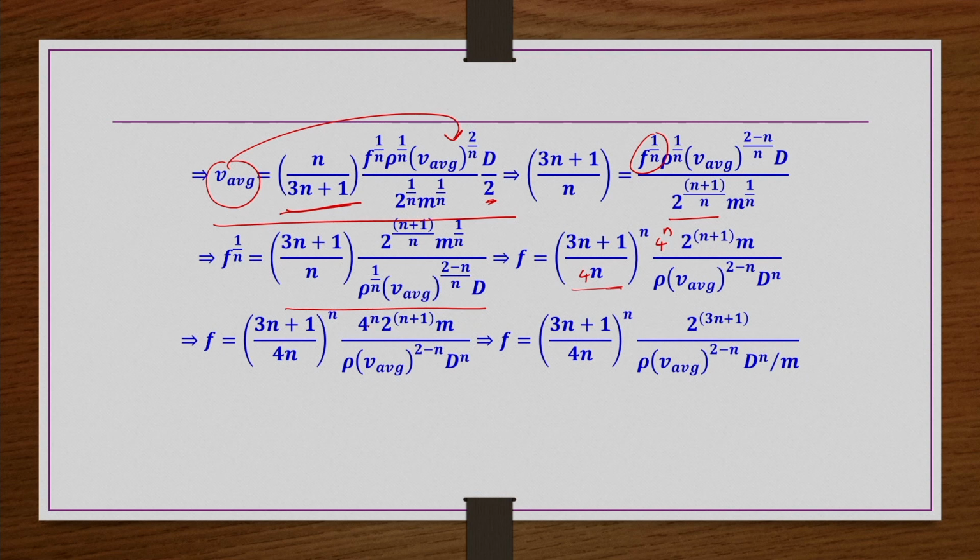Next step, what I am trying to do is write this 4 as 2 square. So that 4 power n I can write as 2 power 2n. That 2 power 2n is combined with 2 power n plus 1, and I can have 2 power 3n plus 1, and then all other terms are the same as it is, and then this m I am taking to the denominator here like this.